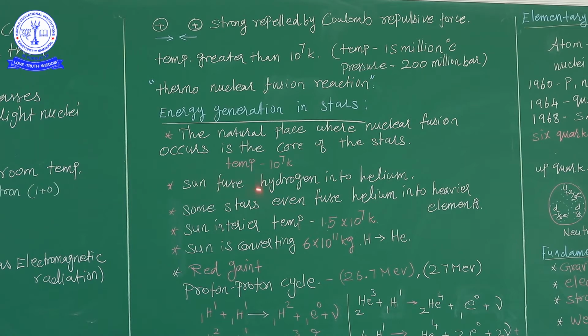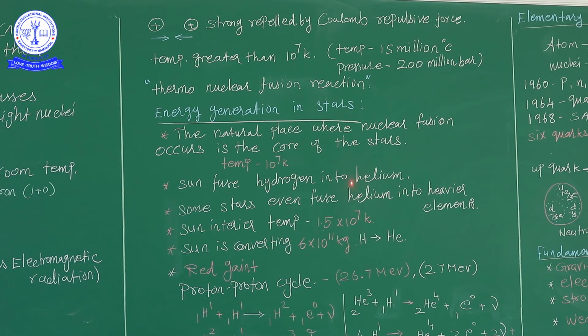The sun fuses hydrogen into helium. So what is hydrogen? The proton, the light nuclei, into helium. Some of the stars even fuse helium into heavier nuclei, heavier elements. That means combining lighter nuclei into heavier nuclei, that means fusion. So what is the temperature of the sun? The sun's interior temperature is 1.5 into 10 to the power of 7 Kelvin.